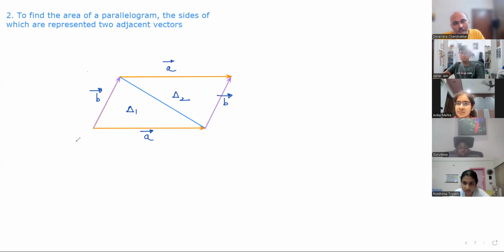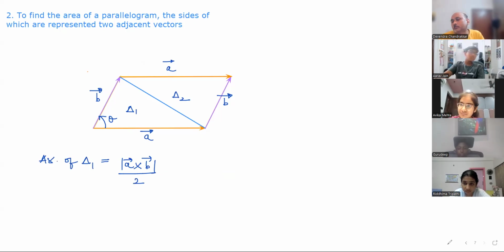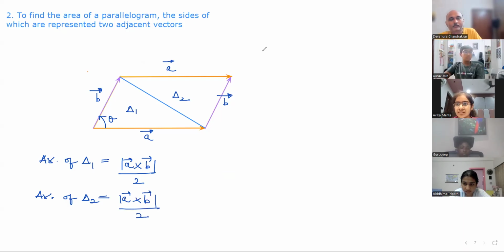Now, just now in the previous slide, we learned about this. Area of triangle 1 is how much? The angle between them is theta, right? It is mod of A cross B by 2. Yes or no? Yes, sir. Similarly, area of triangle 2 can also be written, because two adjacent sides are represented by two vectors, right? So again, it is mod of A cross B by 2. Yes or no? Yes, sir.